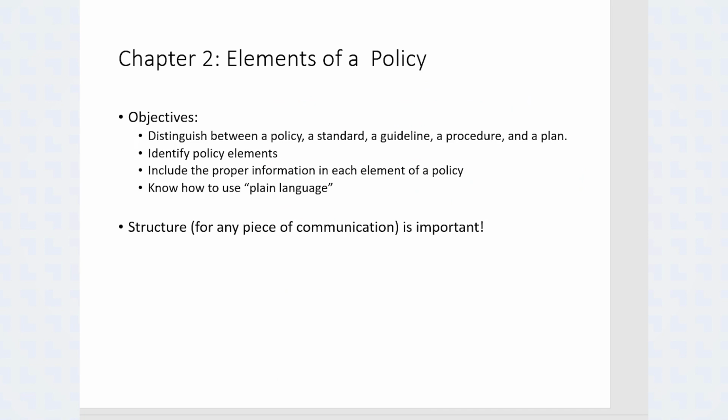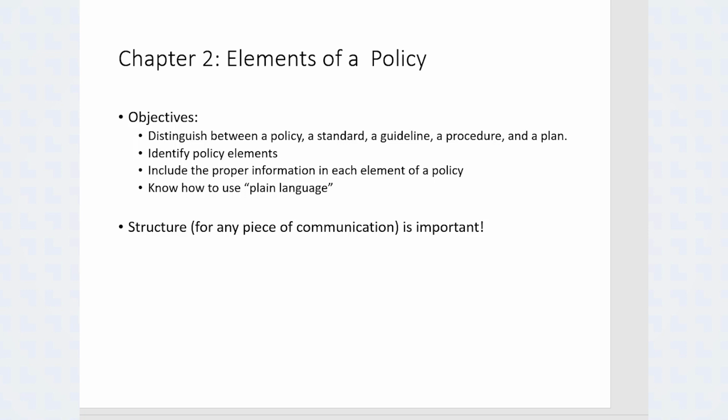So we need to understand, to be able to distinguish between a policy, a standard, guideline, a procedure, and a plan. These are very, very important terms to be kept distinct in your mind. Oftentimes, people speak in very vague terms, in a vague way about some of these terms. It leads to a tremendous amount of confusion. So you need to be very, very clear about what these terms mean. So commit these definitions to memory.